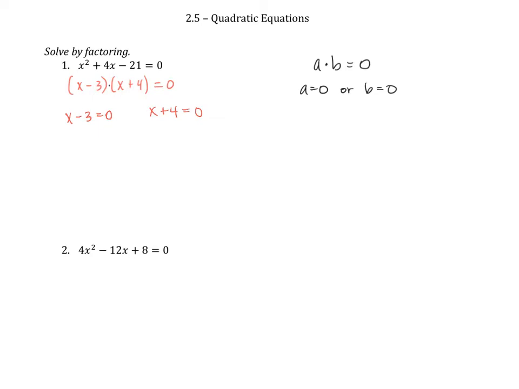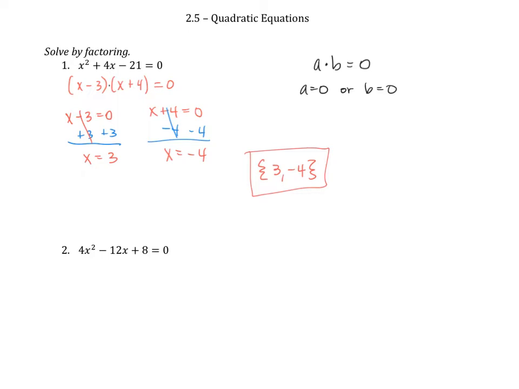To solve for the first one, we just need to add 3 to both sides, and we'll get x equals 3. For the second one, we just subtract 4 from both sides, and we get x equals negative 4. So here, our 2 solutions are 3 and negative 4.